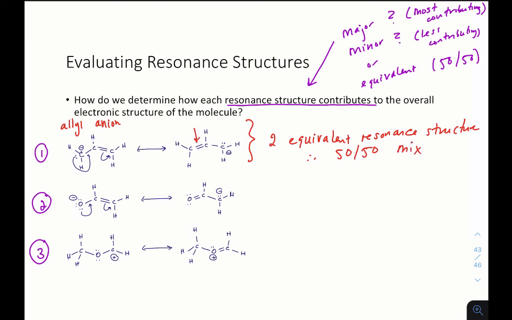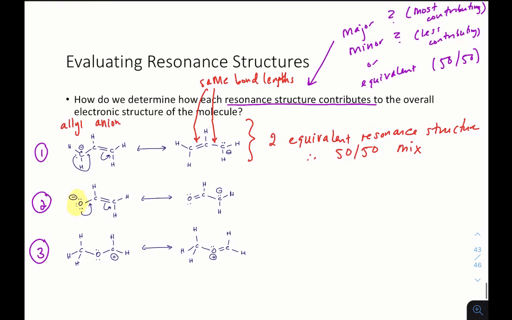Means that these 2 bond lengths will actually be exactly the same, just like the CO bonds were for the formate ion. For molecule 2, this would not be the case, right? The difference between these 2 resonance structures is a negative formal charge on oxygen, so oxygen having more electrons, versus on carbon. And in this case, this first structure would be the major resonance structure, and the structure with the carbon ion would be the minor resonance structure.